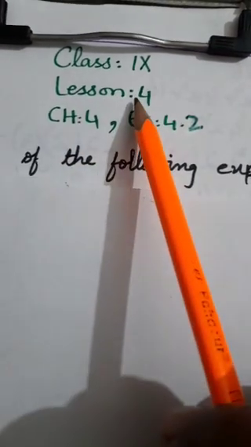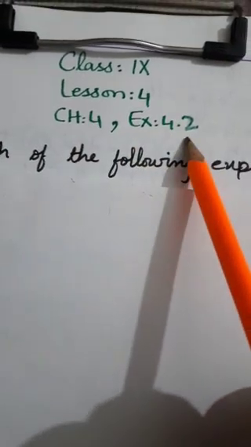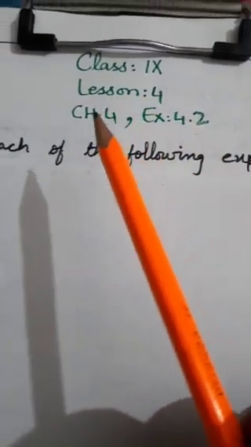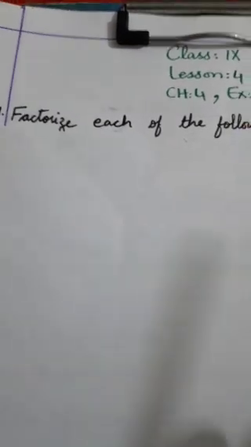And today is lesson number 4 of online classes, chapter number 4, exercise 4.2. So, girls, we have finished exercise 4.1. Today, we have to start 4.2, girls. And in 4.2, there are different types of factorization.